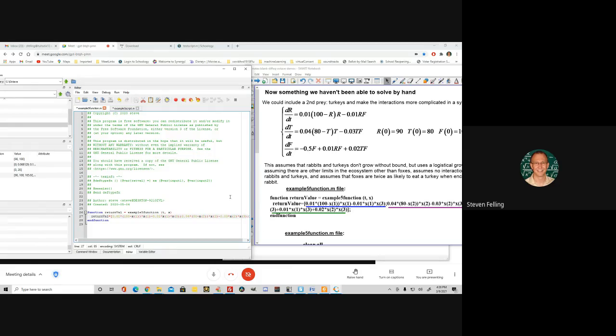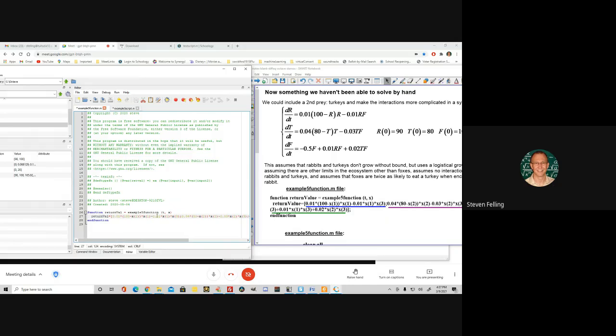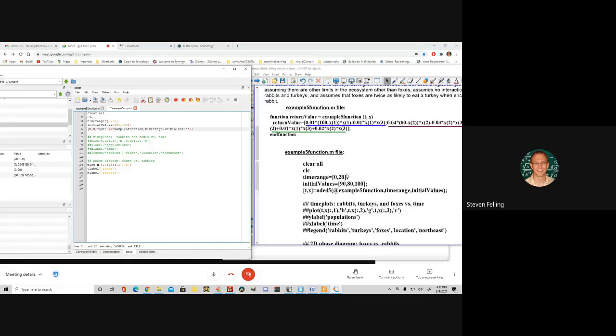So over here, we're going to have negative 0.5 times the foxes, which is x3, and then plus 0.01 times the rabbits, which is x1, times the foxes, which is x3, and then plus 0.02 times the turkeys, which is x2, times the foxes, which is x3. All right, so that whole big thing there is the differential equation, and we'll save that. Differential equation system.